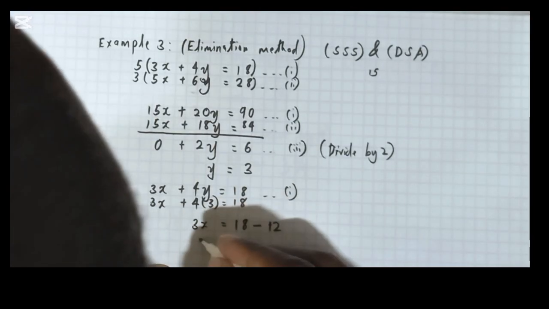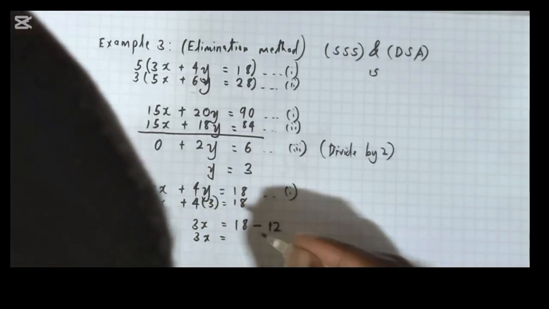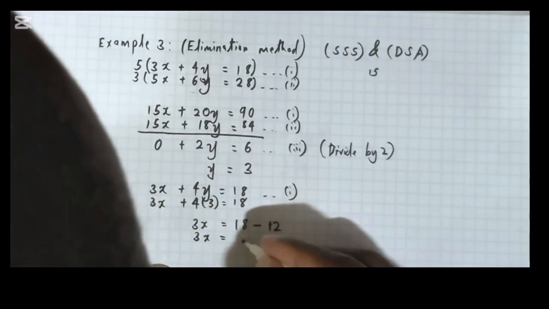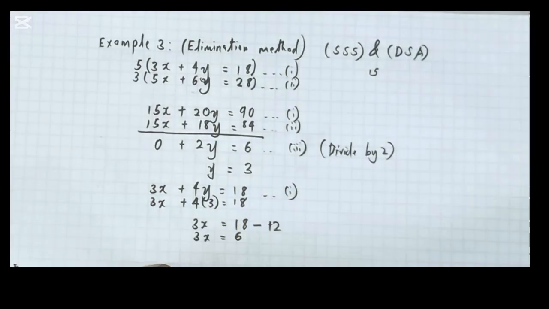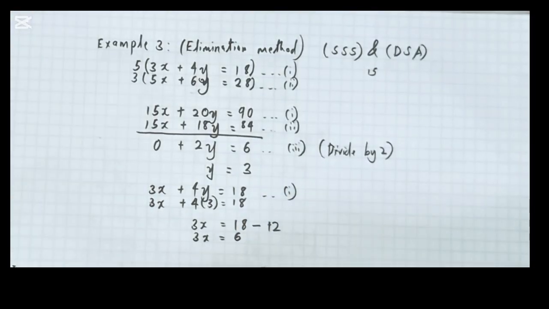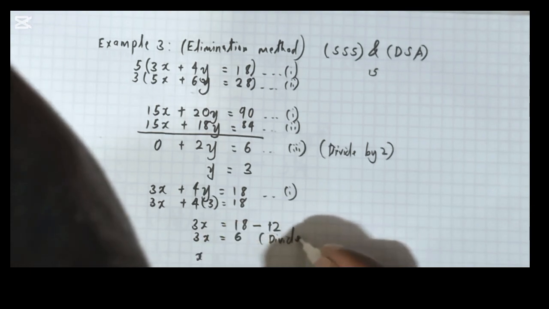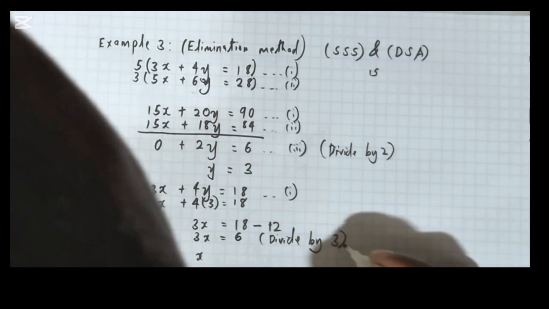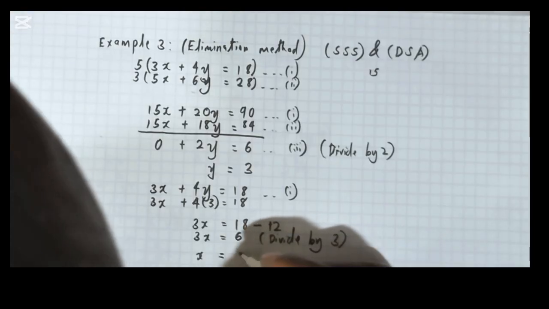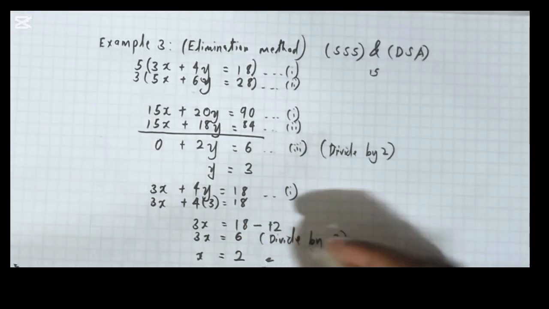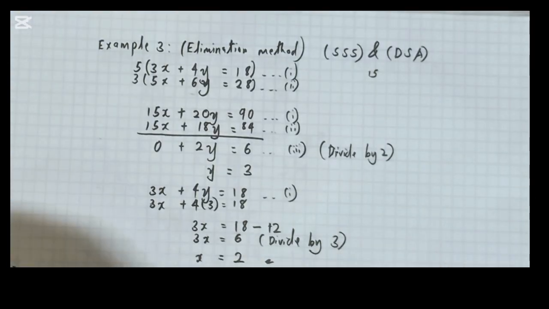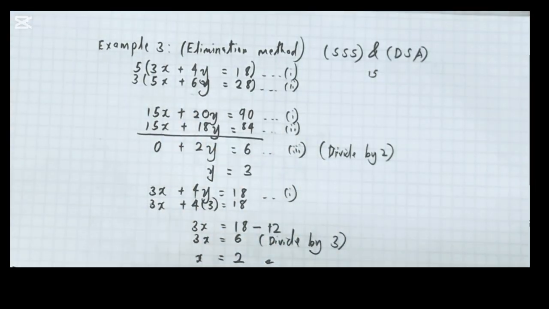Of course, this will simplify to 3x being equal to 6. Now, for us to find the value of x, we will divide both sides by 3, and so the value of x will be equal to 2. And so these are the solutions to this particular linear simultaneous equation. The value of x will be 2 and the value of y will be 3.